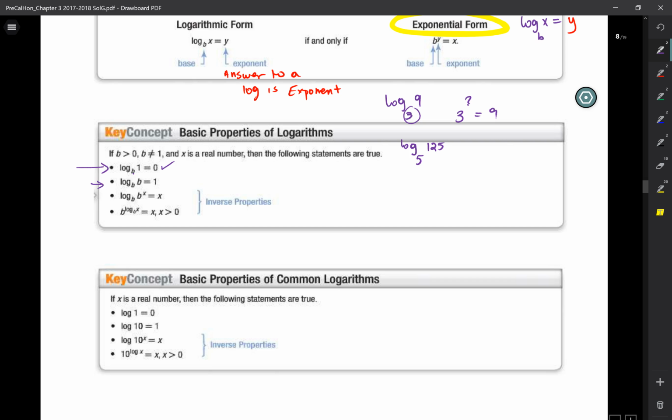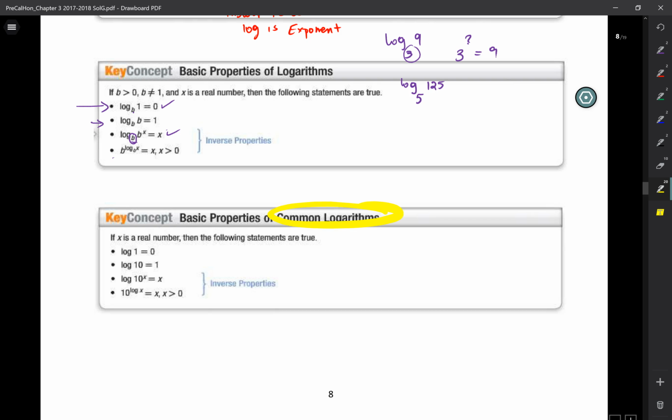Take a look at the second one. Log base b of b. B to the power of what gives you b? 1. Okay? Here, what should the exponent of b be so that I get b to the x? X. So the answer is x. You see what I mean? And this is just the inverse of that. So b to the log base b of x is x.